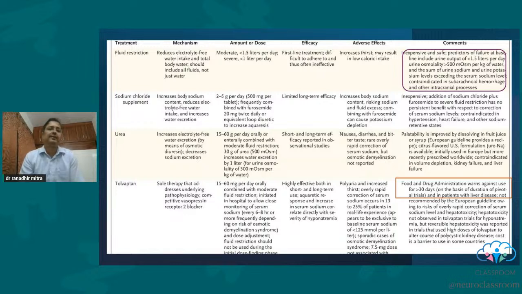If it is less than 0.5, you have to restrict the fluid up to 1 liter. If it is between 0.5 to 1, you can restrict to 500 ml. If it is more than 1, you can give fluid. You do not restrict any fluid.